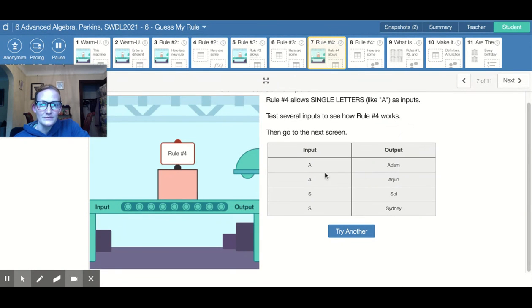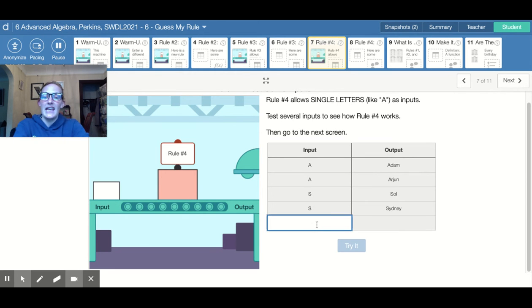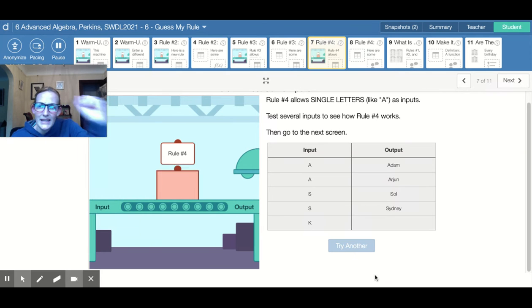Rule 4, here you plug in a letter and it gives you a name. Like A gives you Adam, sometimes it gives you Arjun, sometimes it gives you Sol, sometimes S gives you Sydney. If I plug in K, because I want my friend Kelly to come up, come on, Kelly. Keandra, darn it, it's not Kelly.